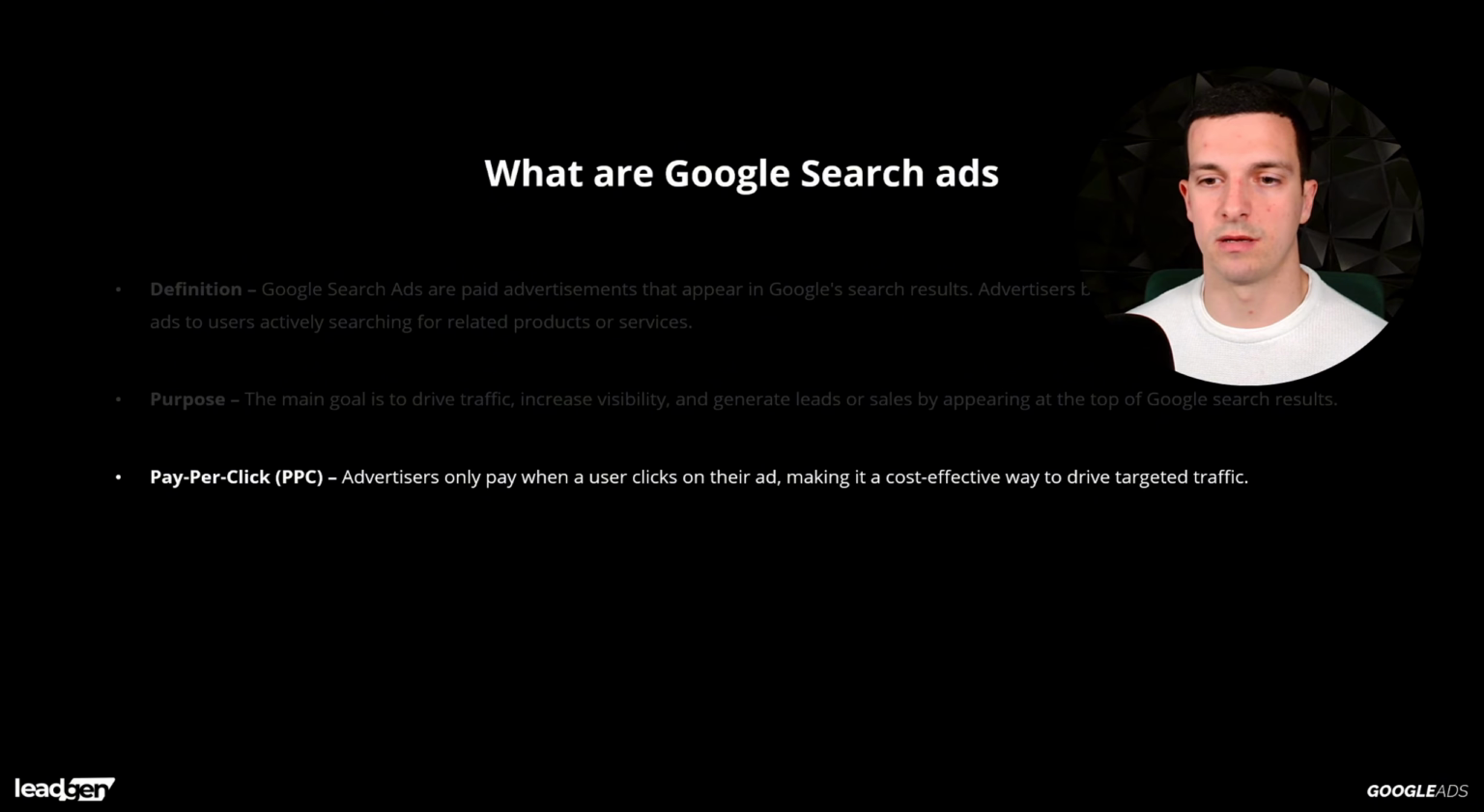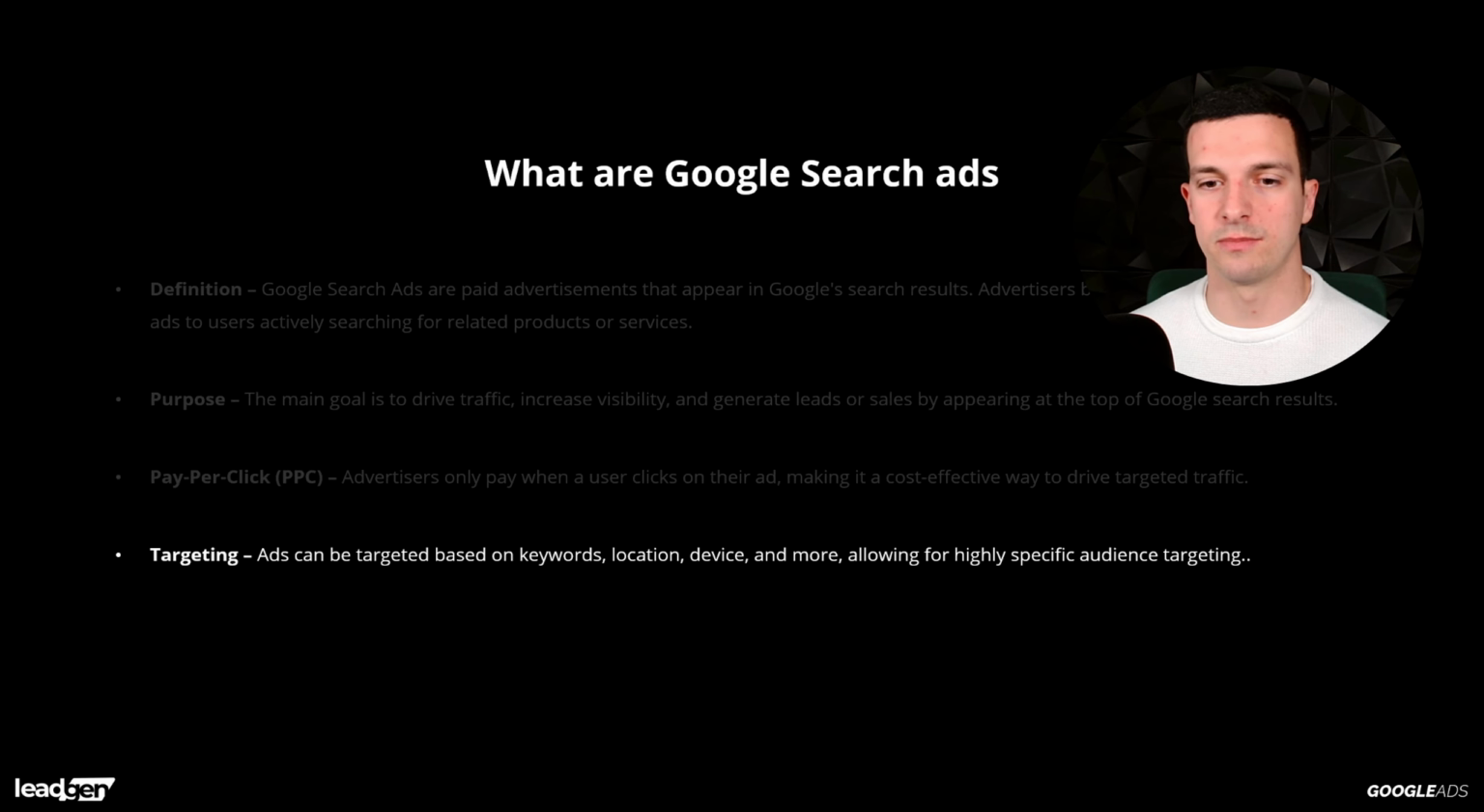So yeah, pay per click, PPC. Advertisers only pay when a user clicks on their ad, making it a cost-effective way to drive targeted traffic. This sounds like a cost-effective way because compared with Meta or some other platforms where you pay for impressions, here you pay only for the click. But the thing is that this click can get really expensive sometimes, like even $20, $30, $50 per click. And maybe if a competitor comes and clicks on your ad, then you still will get charged. But I'm gonna teach you how to optimize things in the right way so that it's really a cost-effective channel.